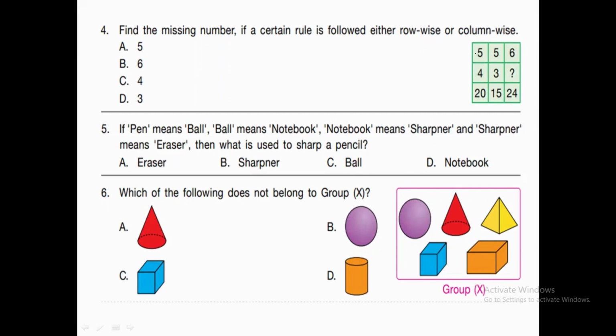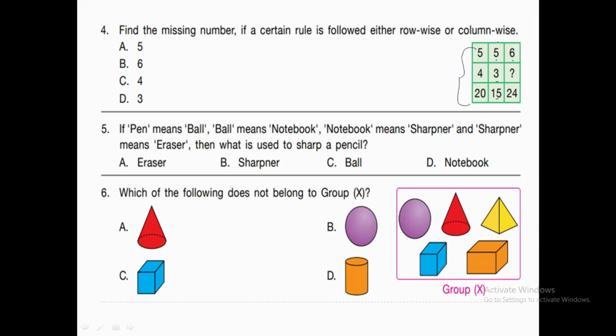You can see 5, 4 and 20 here. Now you can see 5, 3 and 15 here. Now you can see 6 here, and after 6 there is a question mark. Now 24 is there. So what is the rule that we have to find first? What is the relation between 5, 4 and 20? First we need to find it. What is the relation between these three numbers?